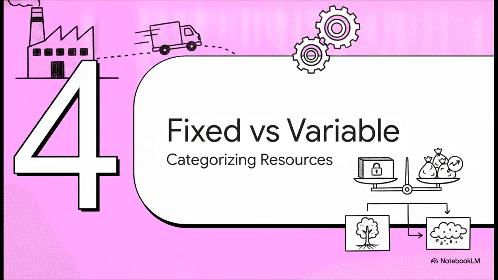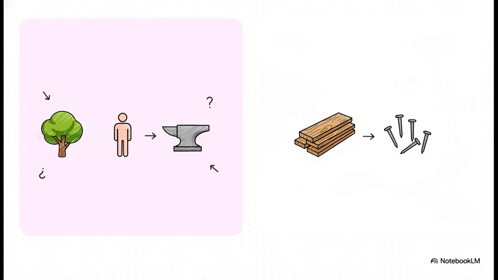Next up, Section 4, fixed versus variable inputs. We need to categorize our resources, because not all inputs behave the exact same way. First, we have to contrast primary inputs with intermediate inputs. Primary inputs are the classic factors of production provided by the economy. We're talking land, labor, capital, and enterprise.